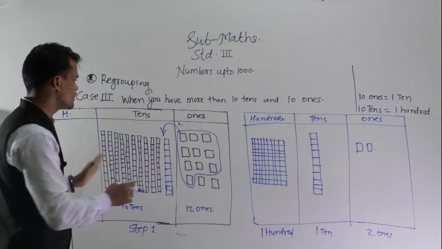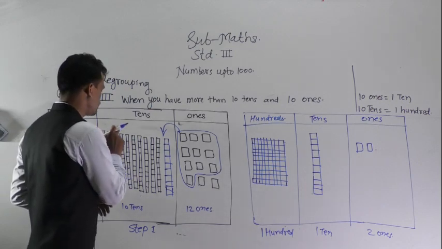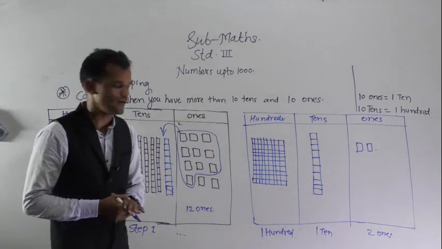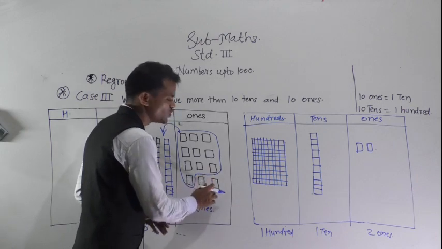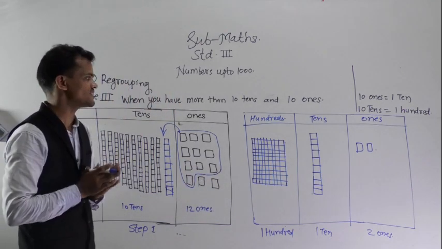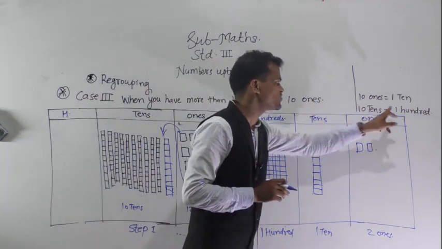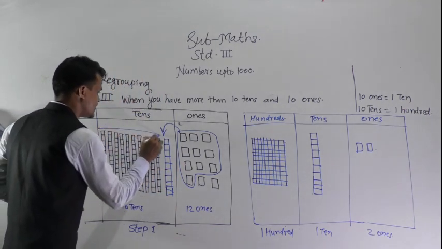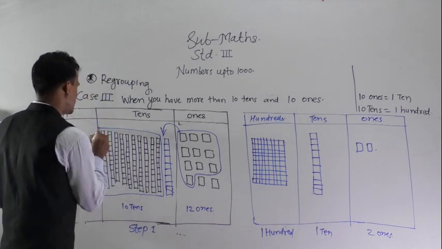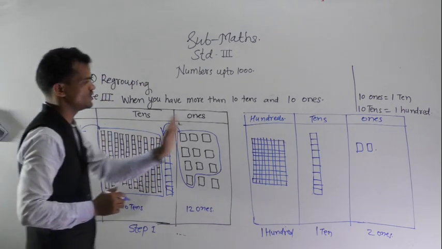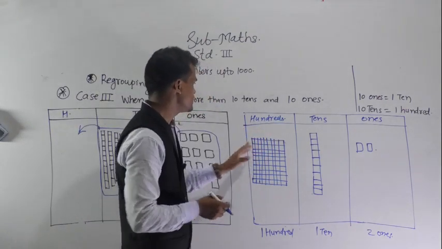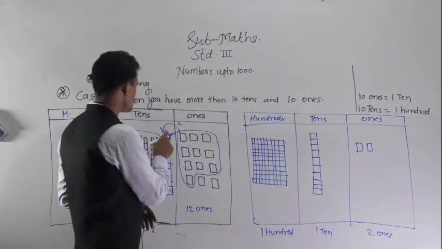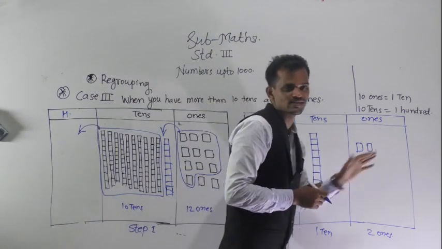Now how many 10s form here? 1, 2, 3, 4, 5, 6, 7, 8, 9, 10 and 11 tens are formed here, and how many 1s are left here? 2 ones are left here. Now the next step is that you know 10 tens is equal to 100. So these 10 tens you have to shift into the 100 column. In the next step we have shown it. See here, 100 we have shifted to the 100 column, then 1 ten remains and 2 ones remain.